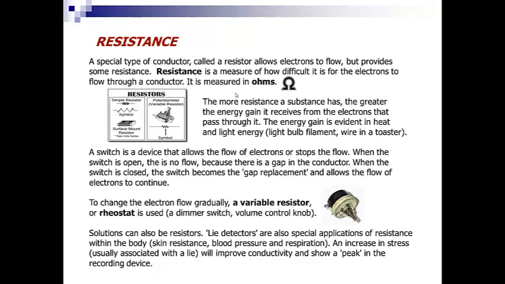A switch is a device that allows the flow of electrons to stop or start. When the switch is open, there is no flow because there's a gap in the conductor. When the switch is closed, the switch becomes the gap replacement and allows the flow of electrons to continue. To change the electron flow gradually, a variable resistor or rheostat is used, like a dimmer switch or a volume knob control.